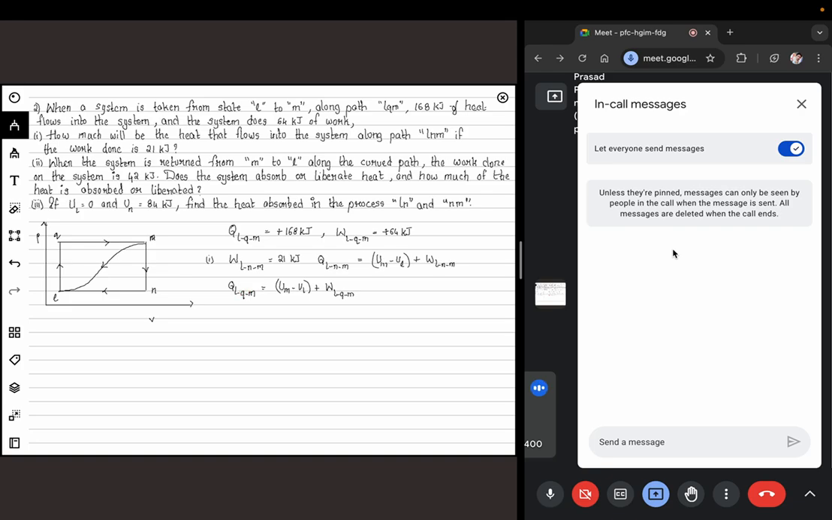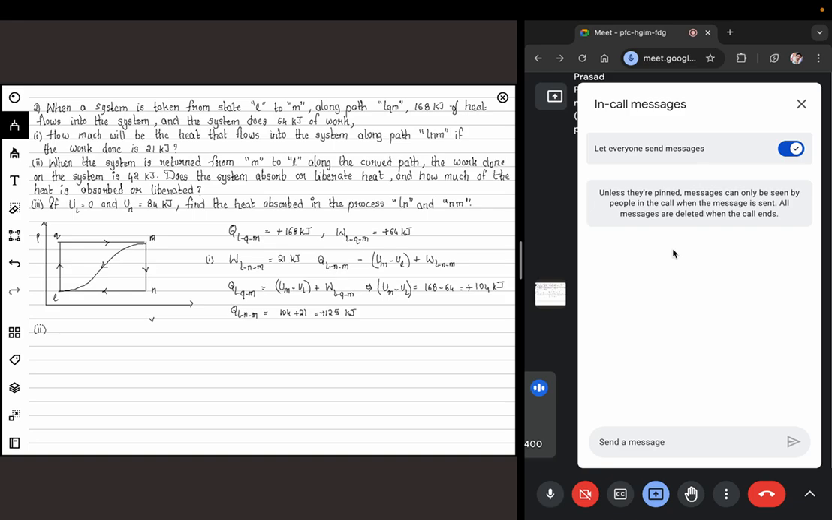Both the Q and W_LQM are given. So this leaves us with UM minus UL equals Q minus W. That is 168 minus 64, which is plus 104 kilojoule. Now that we know the value of UM minus UL, we can substitute back in the original equation to calculate Q_LNM. So Q_LNM is 104 plus 21, which is a positive value of plus 125 kilojoule.